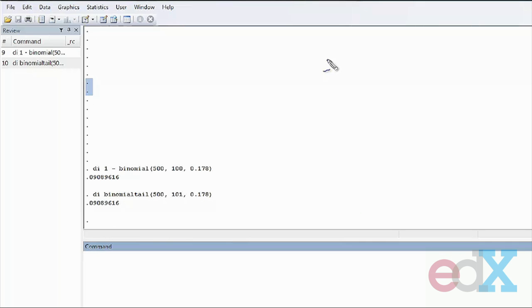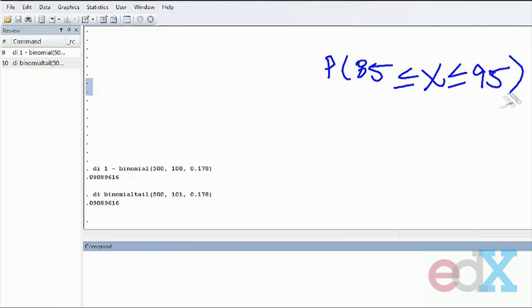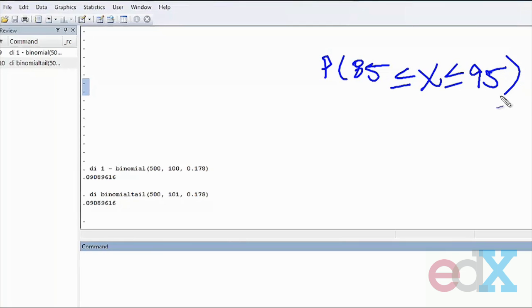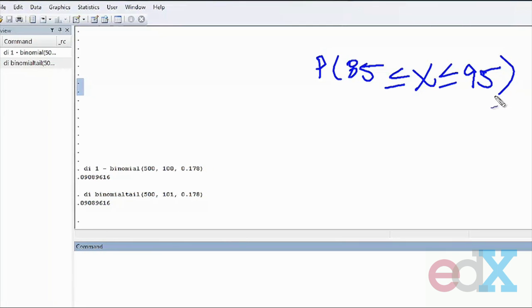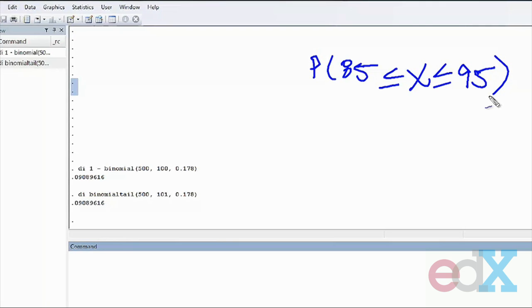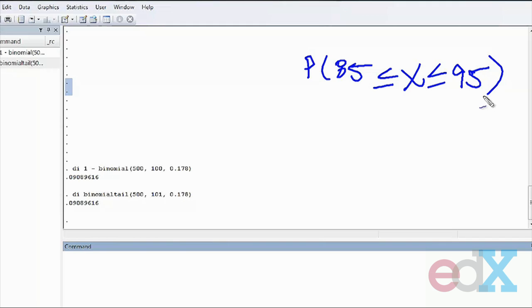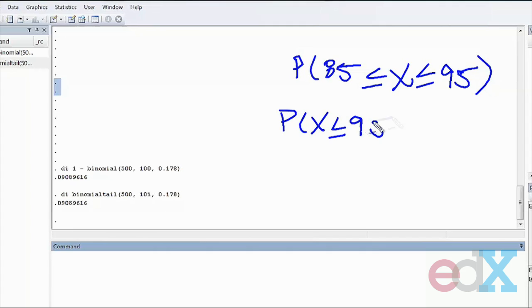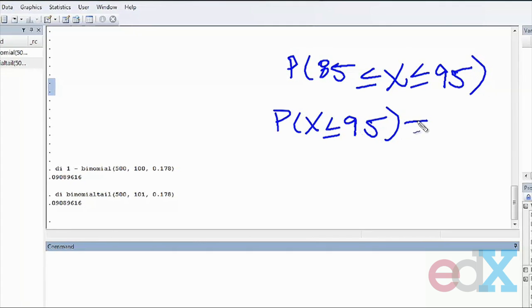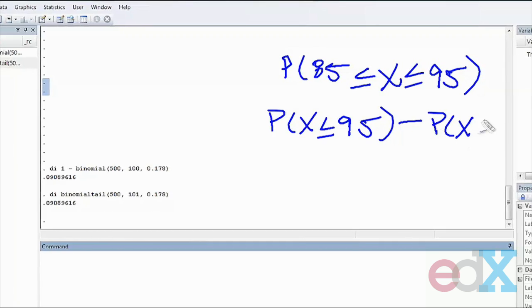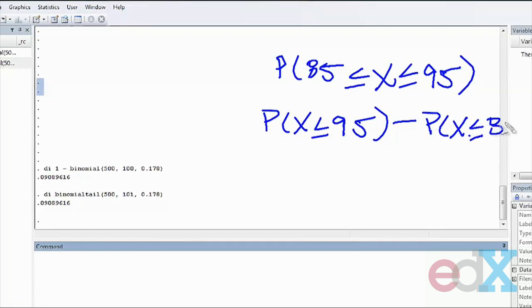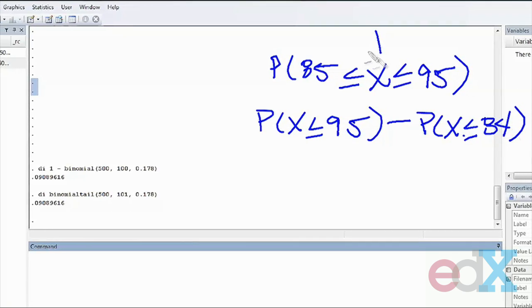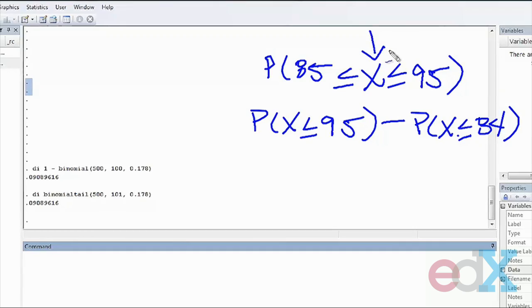So recall that the next thing we wanted to look at was the probability that X is between 85 and 95. Now we have to think pretty critically about how to do this in Stata using the binomial command or the binomial tail command. First, let's look at the binomial command. The way that we could perform this calculation is we could calculate the probability that X is less than or equal to 95 and then subtract off the probability that X is less than or equal to 84.